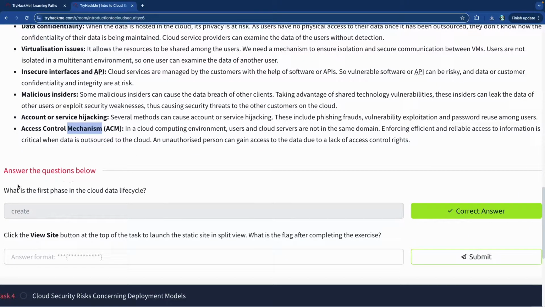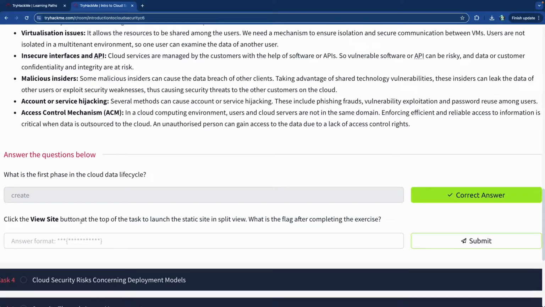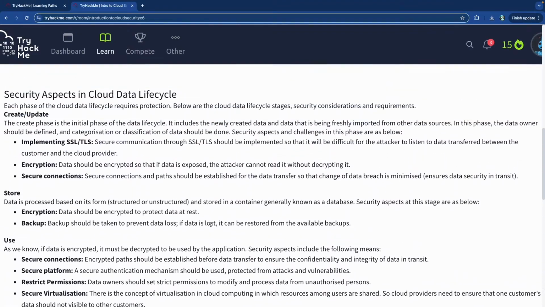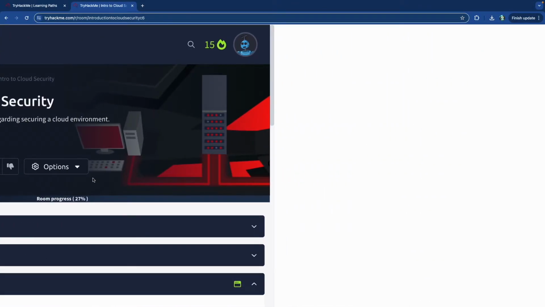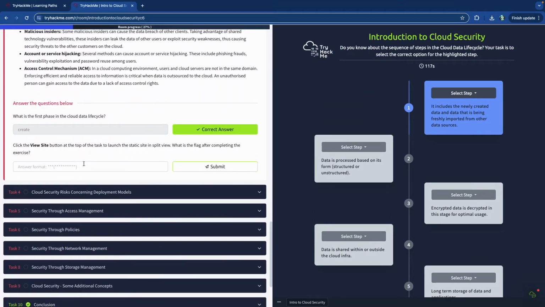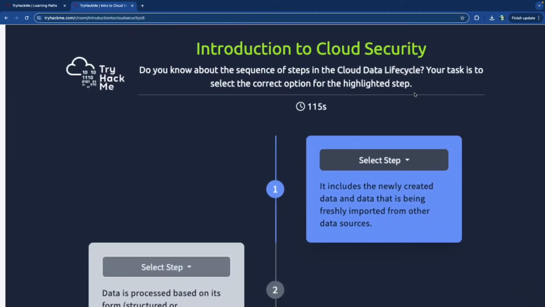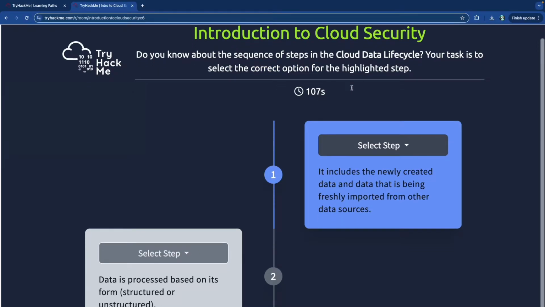So what is the first phase in the cloud data lifecycle? It would be to either create or update the data. And so then what we've got to do in this case is use this view site button at the top right here to answer this last question, which reveals a flag for us. So this is what we have here. It says, do you know about the sequence of steps in the cloud data lifecycle? And your task is to select the correct option for the highlighted steps.